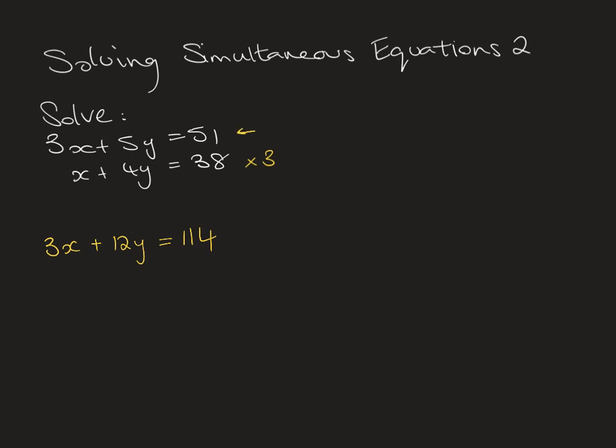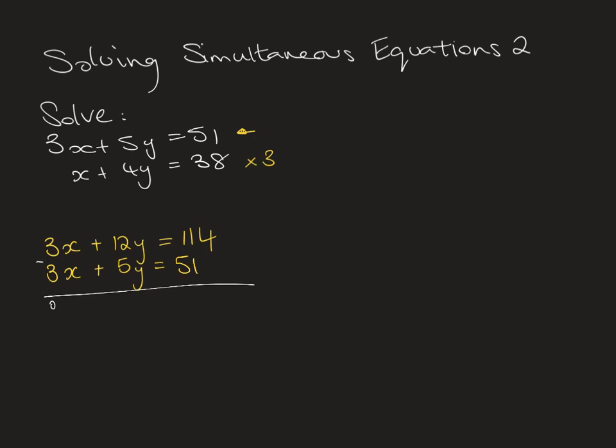I'm going to keep the top equation as it is because it's already got 3x in, but I'm going to write it underneath the one that I've just made because 12y is bigger than 5y, so I'm going to leave that on the top. It doesn't matter if they're the other way round, but I do know it's going to make my next step a little bit easier because looking at my x's, 3x take away 3x is nothing, so by subtracting we eliminate that variable.